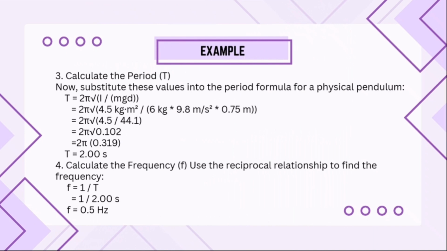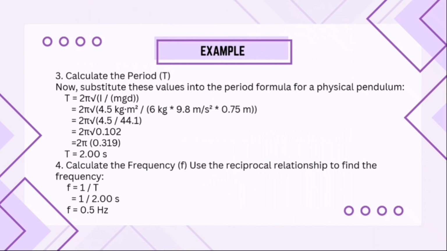0.102, equals 2 pi, and the square root of 0.102 is 0.319, equals 2 pi times 0.319, which is equal to 2.00 seconds, or 2 seconds.